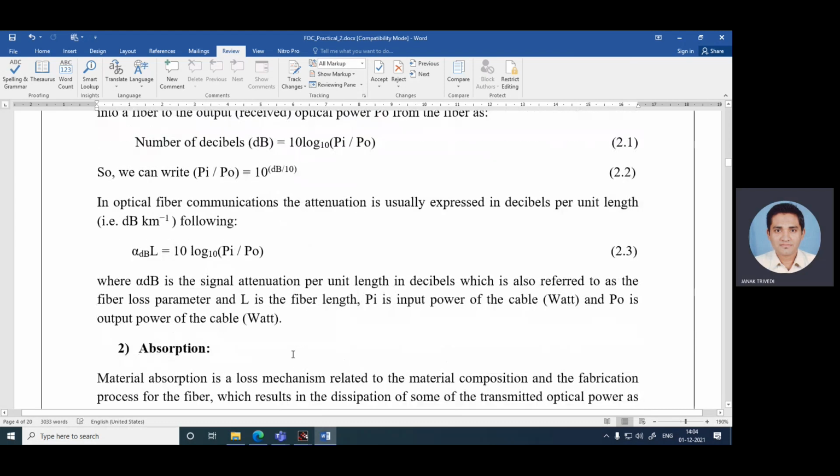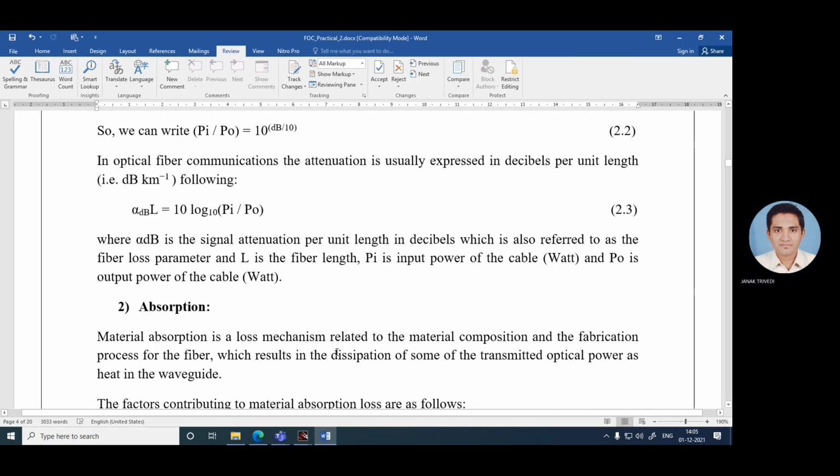In optical fiber communication, the attenuation is usually expressed in decibel per unit length. Following equation 2.3, alpha dB into L is equal to 10 log10 Pi by Po, where alpha suffix dB is the signal attenuation per unit length in decibel, which is also referred to as the fiber loss parameter, and L is the fiber length. P suffix i is the input power of the cable and P suffix o is the output power of the cable.